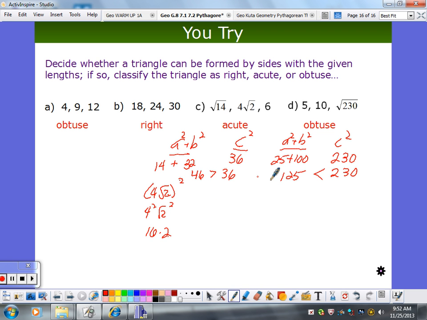Are any of them not triangles? D. Is D not a triangle? What is the square root of 230? Well, it's a big number, right? What is it? Ah, good point. Not a triangle, because 5 and 10 is 15, which is smaller than this one. Good one. But if it had been, that's how you would do it.